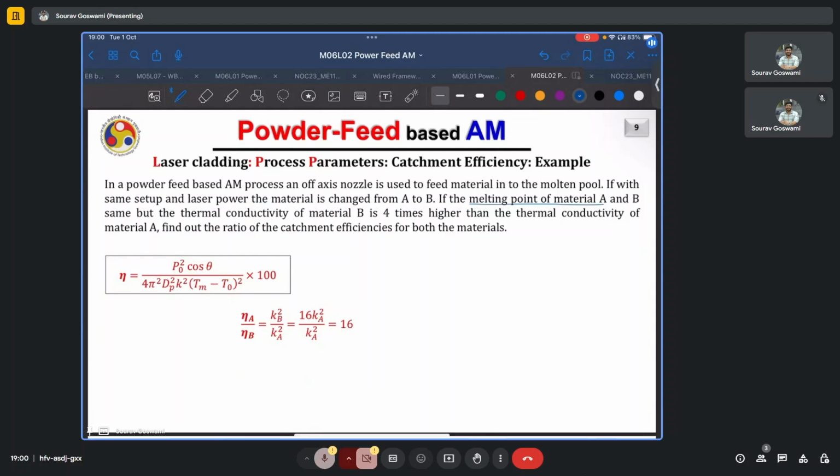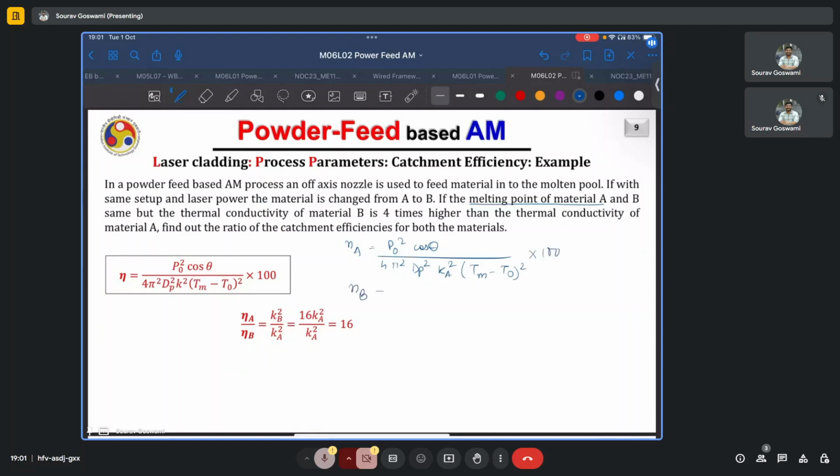For one material, we have, say, eta A is equal to, assuming the process parameters are the same, P naught square, the inclination remains the same, cos theta, 4 pi square, dp square, Ka, because they are different, square. The melting point for both the materials is also the same. So Tm minus T naught square, T naught being the ambient temperature, into 100.